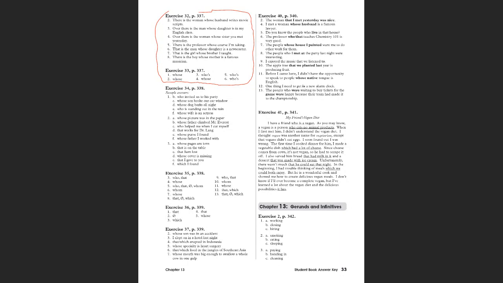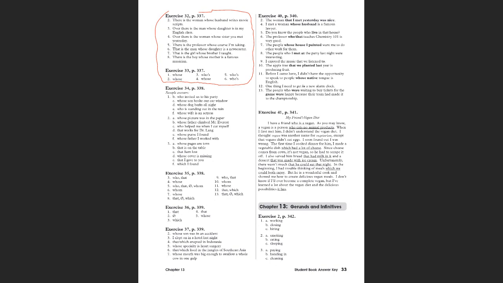So they are all reporting the news. Sometimes we give them different names. Like the anchor is the person in the studio. Okay, so yeah, you guys got it right. It's basically the people who report the news on TV. Newscaster. Number 7, that is the girl whose brother I taught.